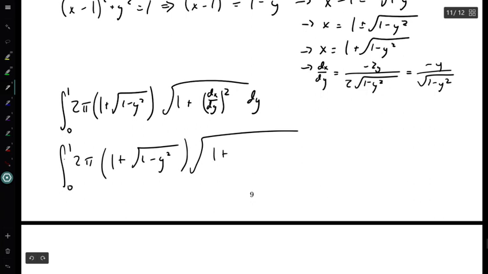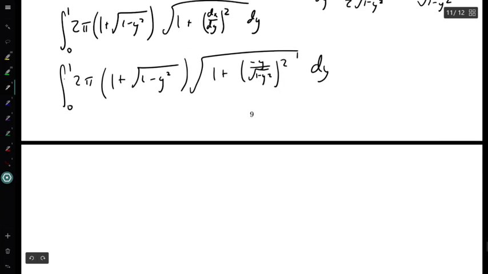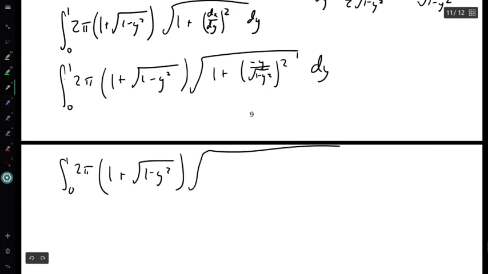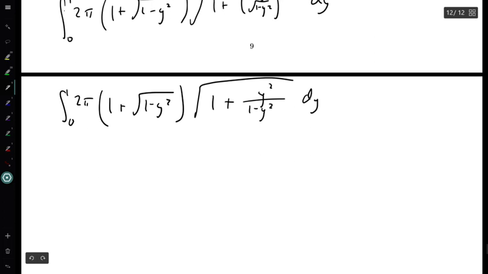The square root of 1 plus (dx/dy) squared here. We just found that dx/dy was minus y over root 1 minus y squared. We're squaring and integrating with respect to y. To further simplify, we have 1 plus, with a y squared in the numerator and a 1 minus y squared in the denominator. Combining this 1 in, we can represent 1 as 1 minus y squared over 1 minus y squared.